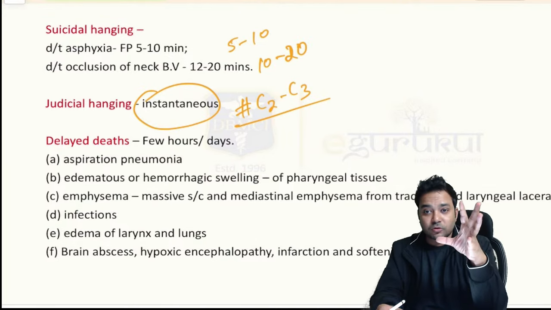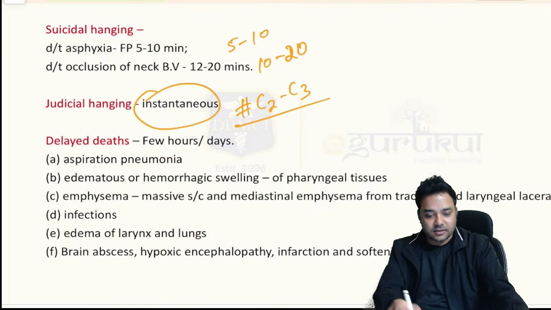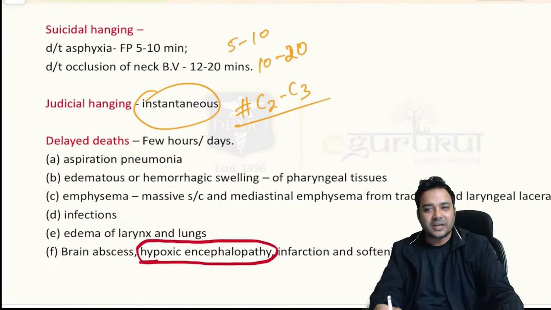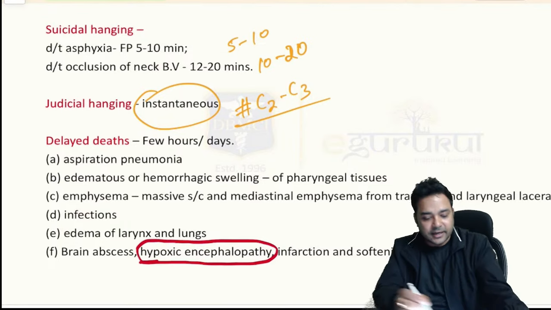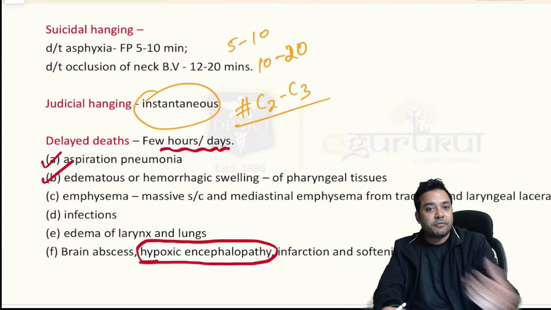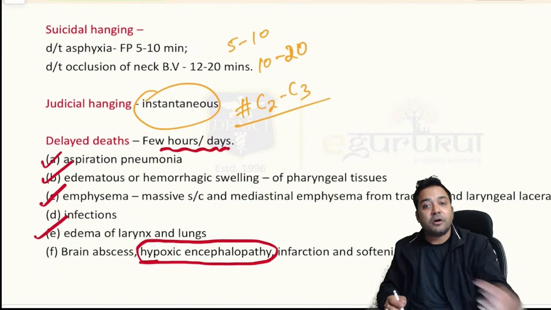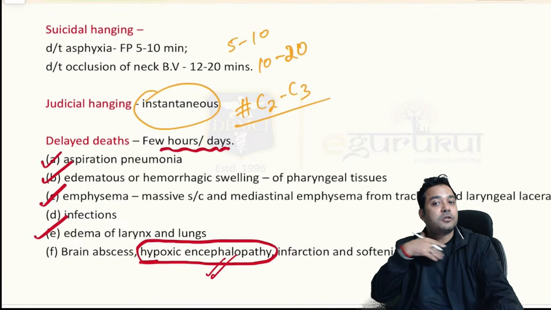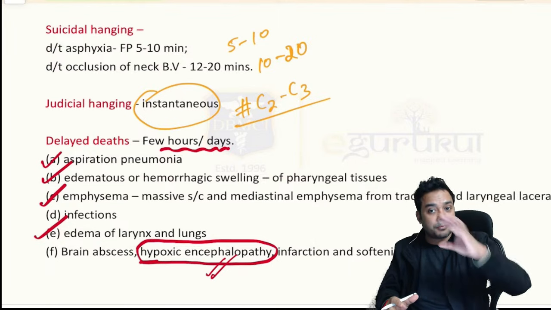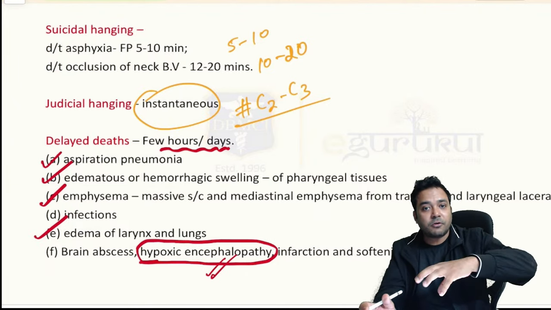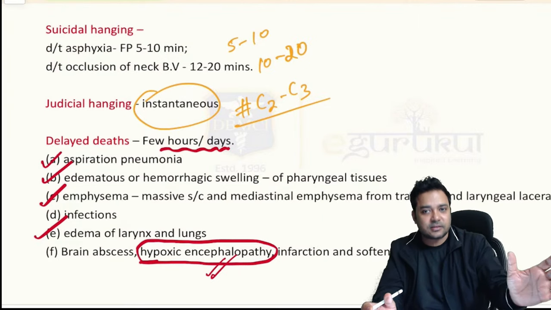Let us see this part, the causes of death and the fatal period, which was asked in the paper. In relation to delayed deaths, remember the most common cause noted is hypoxic ischemic encephalopathy. Literature and textbooks write many causes by which the person can die in a few hours to days after hanging: aspiration pneumonia, edema or hemorrhagic swelling of the pharyngeal tissues, emphysema, laryngeal edema or pulmonary edema. But the most common one is hypoxic ischemic encephalopathy, because the compression of the carotids was there and there was an insult in the form of cerebral hypoxia, which eventually causes death of the person within a few hours to few days. Such deaths are called delayed deaths in relation to hanging cases.